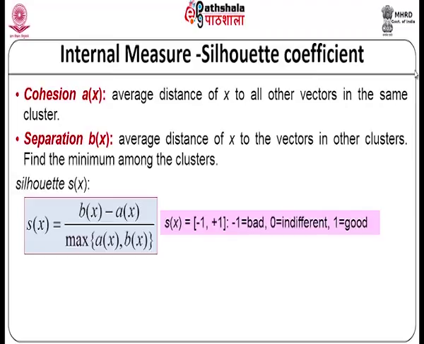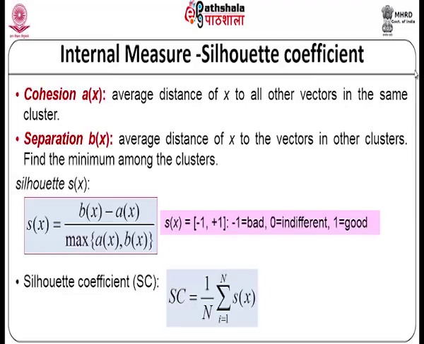So, S of x ranges from minus 1 to plus 1. Minus 1 means bad, 0 means indifferent, and 1 means it is good. So, these are the values. Here the difference is that we are finding the distance between the data point and all the other vectors in the same cluster instead of the center. The Silhouette coefficient of a complete clustering is defined as SC is equal to 1 by n, the sum from i is equal to 1 to n of S of x. S of x is found in that way for each and every cluster.